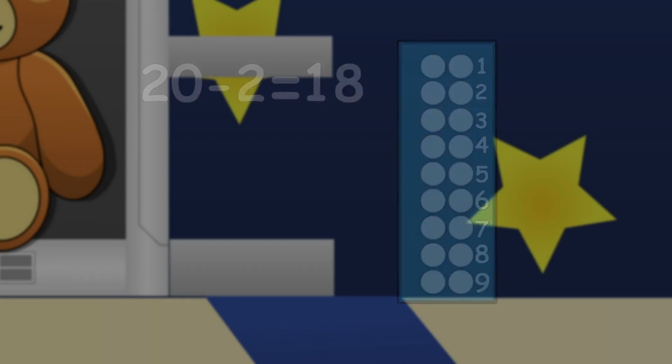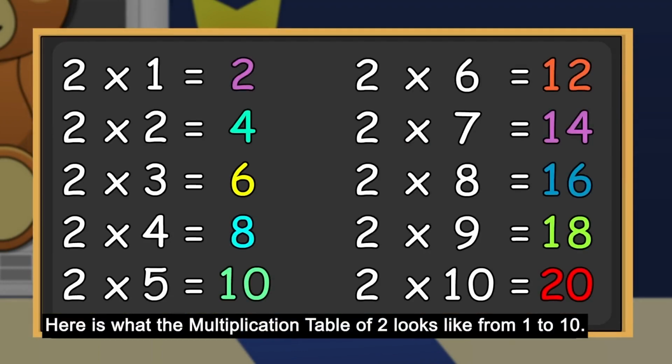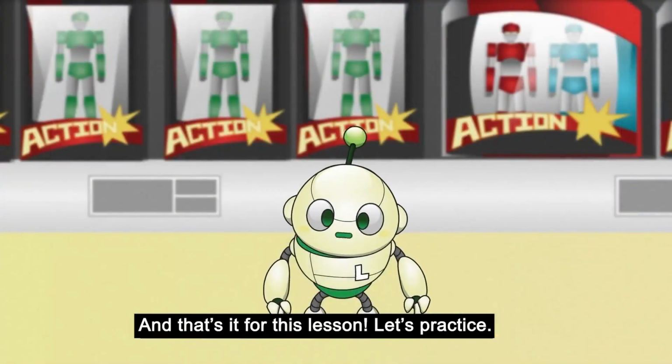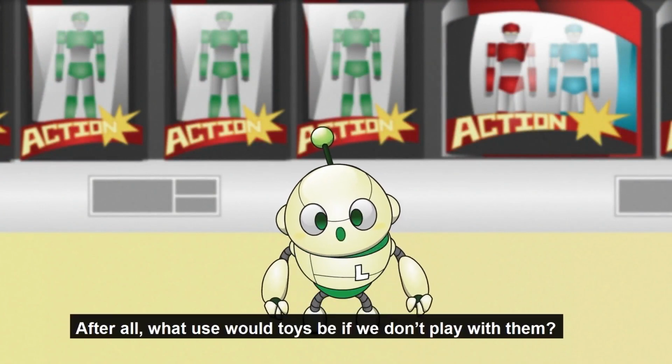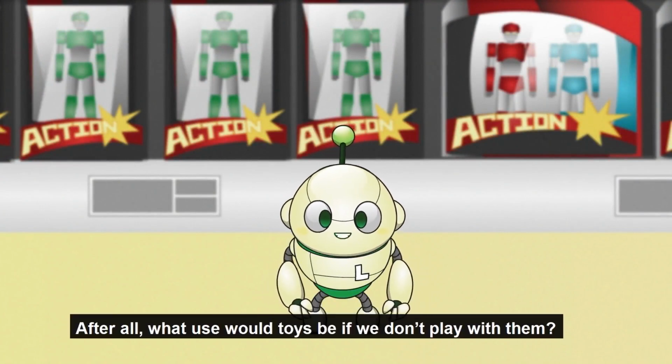Great! Here is what the multiplication table of 2 looks like from 1 to 10. And that's it for this lesson. Let's practice. After all, what use would toys be if we don't play with them?